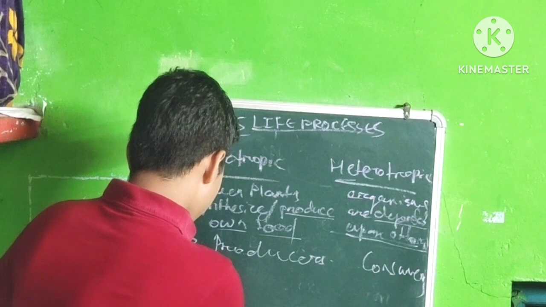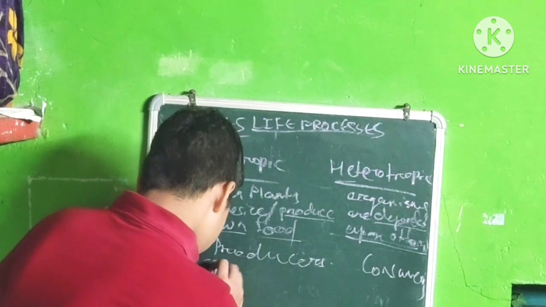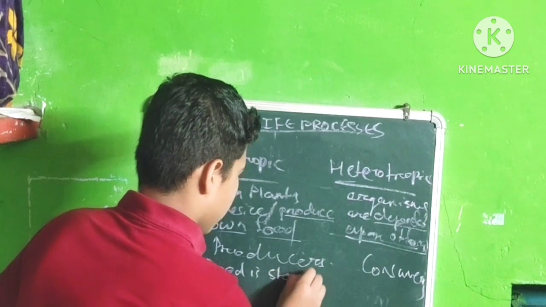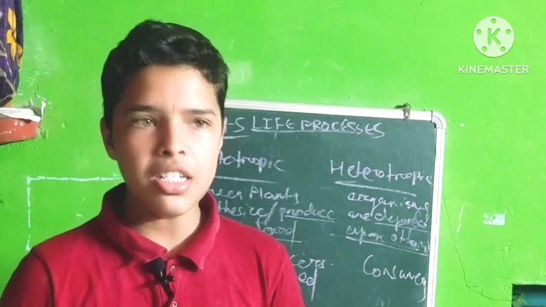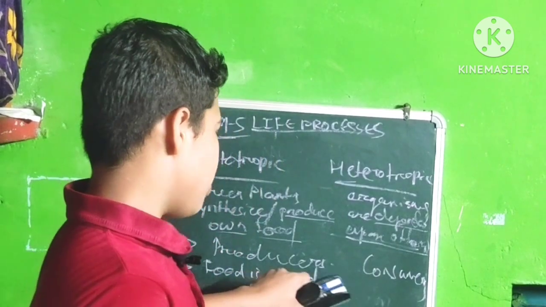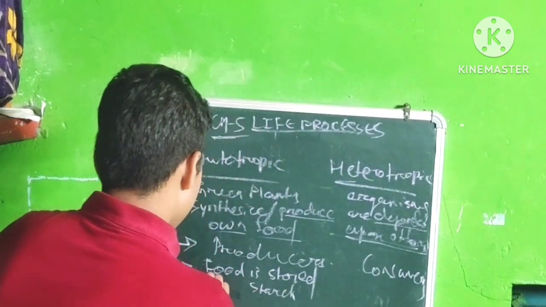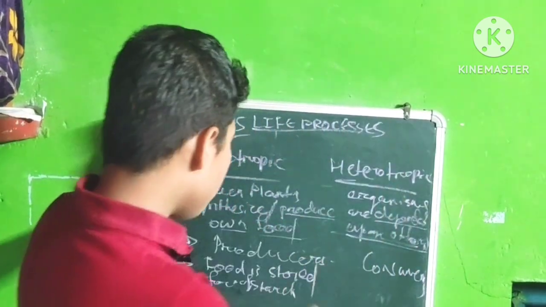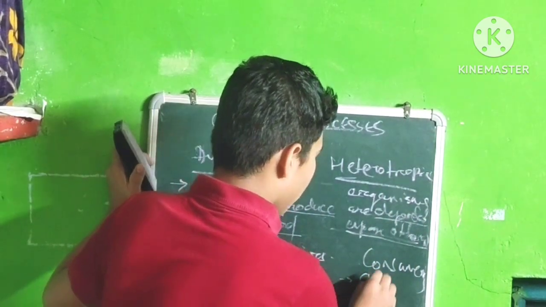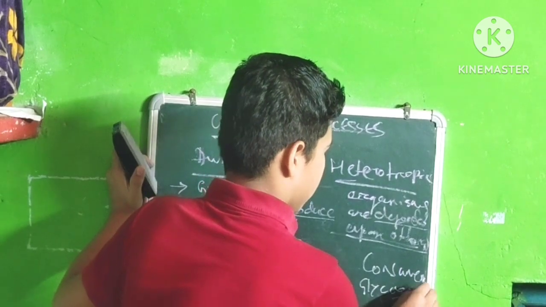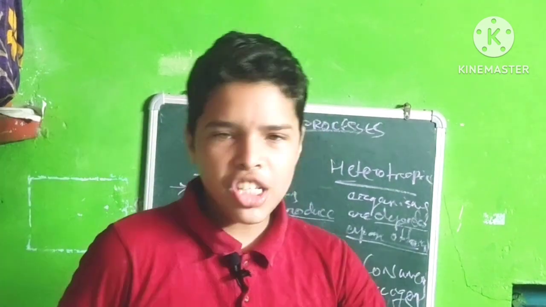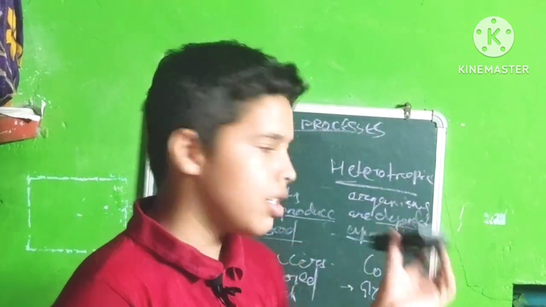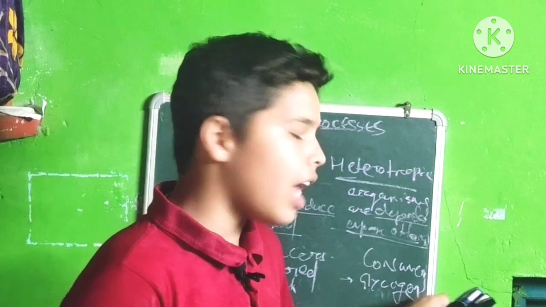So here we can say that food is stored in the form of starch. Food is stored in the form of starch, whereas here in the form of glycogen. Food is stored in autotroph organisms in the form of starch and in heterotrophs in the form of glycogen.